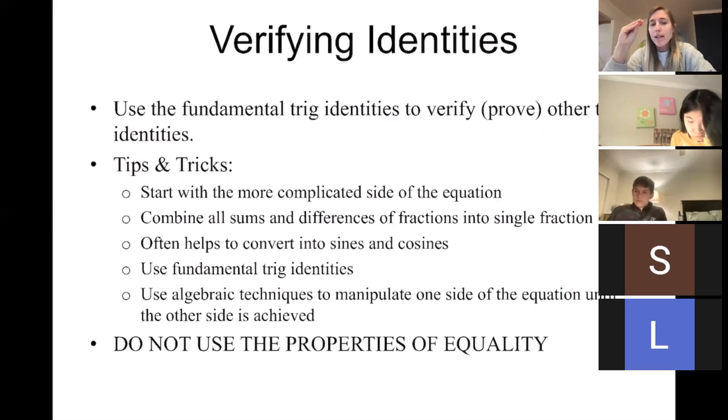You cannot use properties of equality. You can't move one thing to the other side. You can't multiply both sides of the equation by something. You are choosing one side to work on, and you are only manipulating that side. If you get completely stuck, you can start over and maybe start on the other side, but you cannot work both sides. The only time you are allowed to use properties of equality is when you are manipulating the fundamental identities, which are the reciprocal, the quotient, the Pythagorean, and the even-odd.